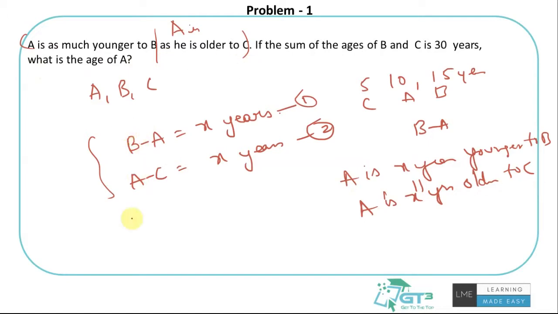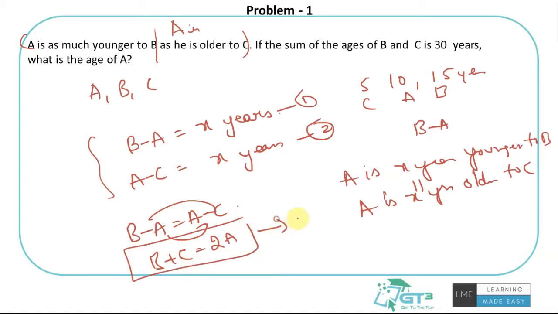So that means B minus A is equal to A minus C. Right, so this goes this side, this goes this side, so B plus C is equal to 2A. That's what I can understand.